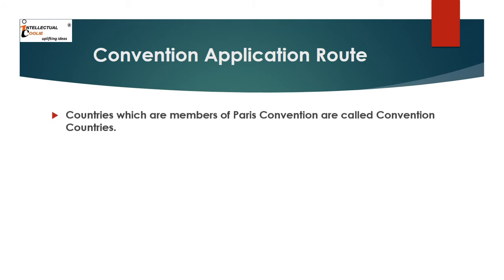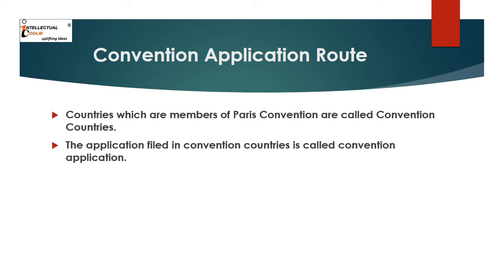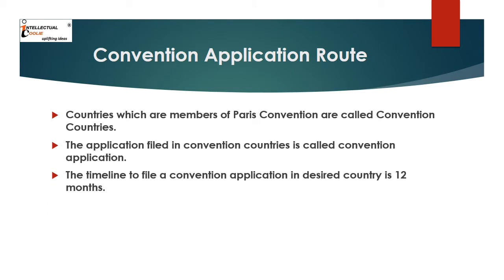Countries which are members of the Paris Convention are called convention countries. The application filed in these convention countries is called a convention application. So when you file a patent application in any of these convention countries, your application will be considered a convention application. Now there is a timeline to file a convention application. This timeline is 12 months from your priority date.